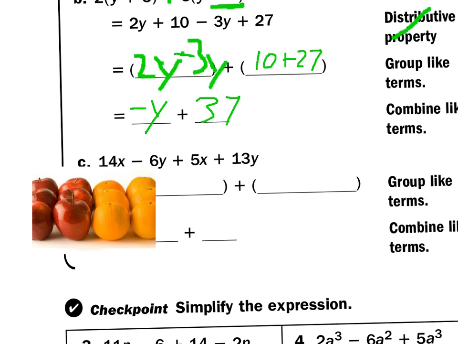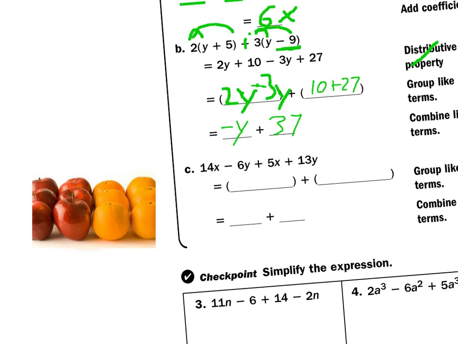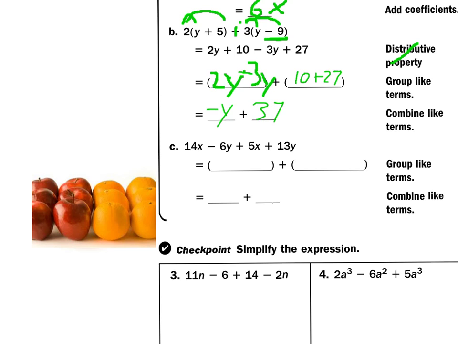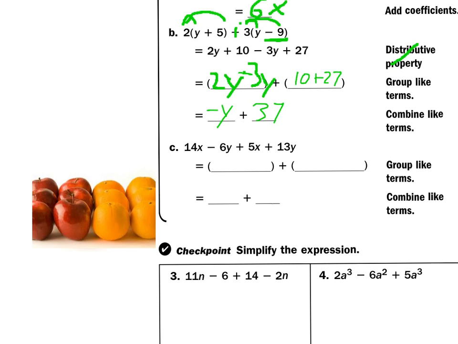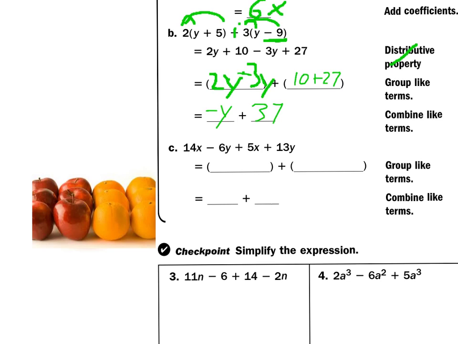Now some of you are probably asking, why does Mr. Emeott have these apples and oranges here? Well, that's what we're dealing with on this next one. We have apples and we have oranges. The apples would be like the x's that we have here, okay? And the oranges would be like the y's. And you can't combine those because they're not like terms. You can't combine apples and oranges.